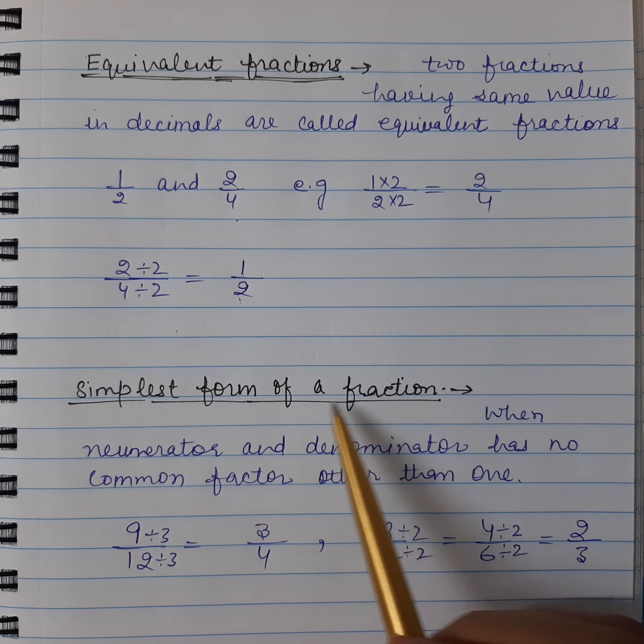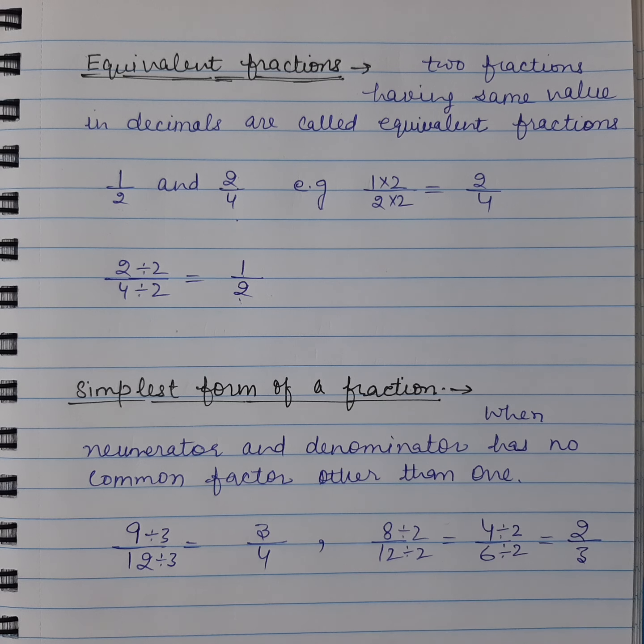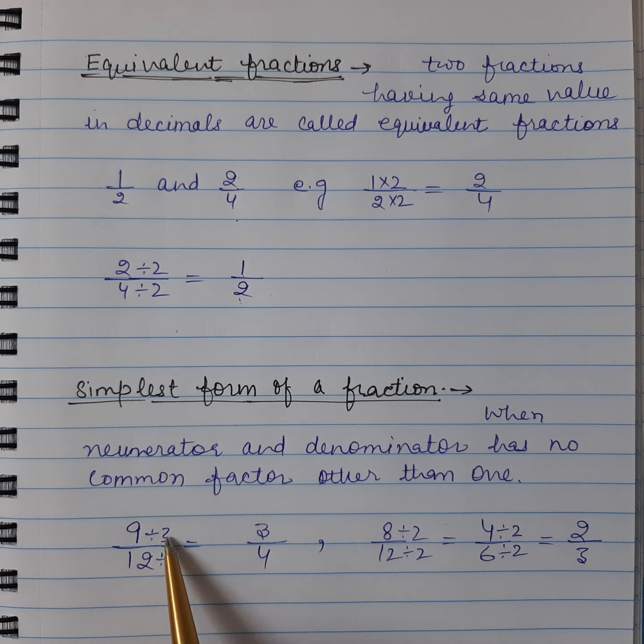Then the simplest form of a fraction. When the numerator and denominator have no common factor other than 1, that fraction is in the simplest form. Let's understand it. We have one fraction, 9 by 12. If we divide this by 3, we get 3 by 4. In 3 by 4, we don't have any common factor except 1. So this is in the simplest form of a fraction.